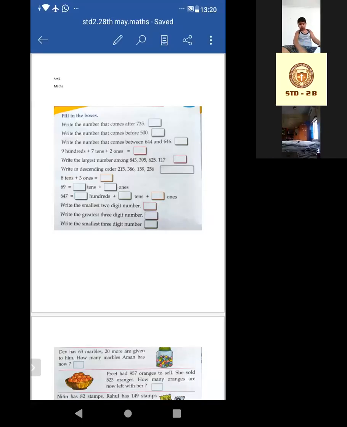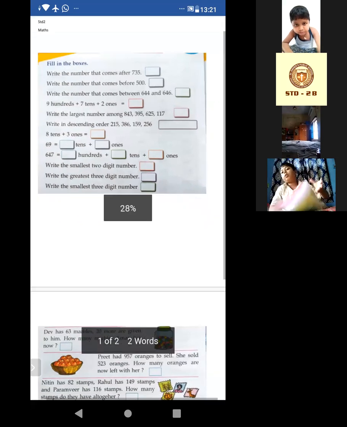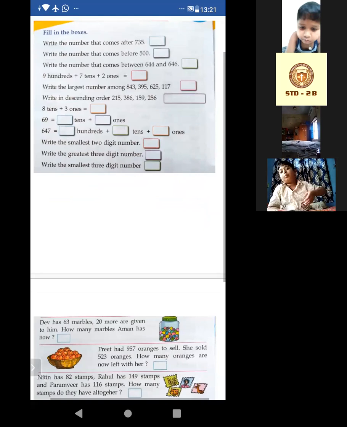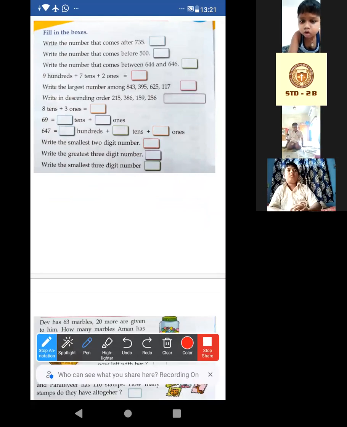All of you are able to see the screen. Take out your copy, not in book. Do not solve the sum in book, okay? Take out your copy first. All of you take out your copy.